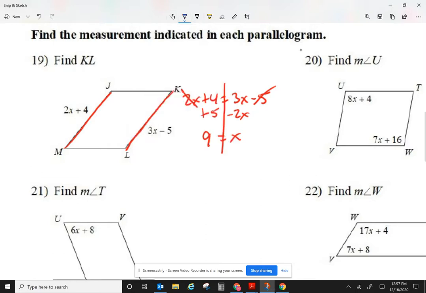I know the value of x now. The instructions are find KL, the segment KL. If you notice, KL is 3x minus 5. So I'm going to go 3 times 9 minus 5. I'm using the value of x now. I know 3 times 9 is 27, and 27 minus 5 is 22.